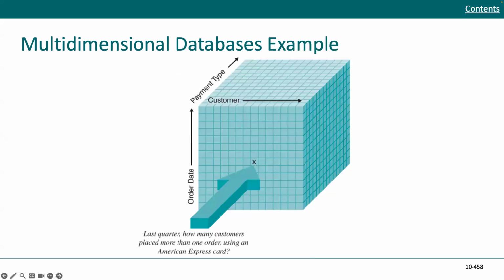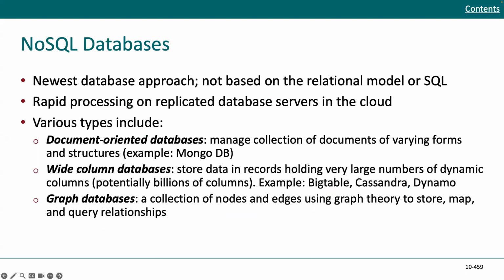And so here's just an illustration of what a multi-dimensional database could look like. You have the order date, so you have a temporal value, you have a customer listing, and then you have a payment type. There could be many ways that you could have multi-dimensional information, but that's just an example of relating those 3 there.